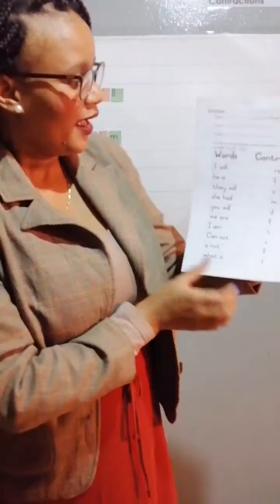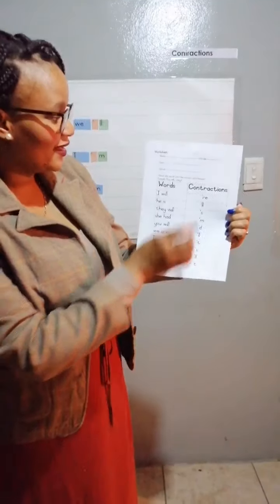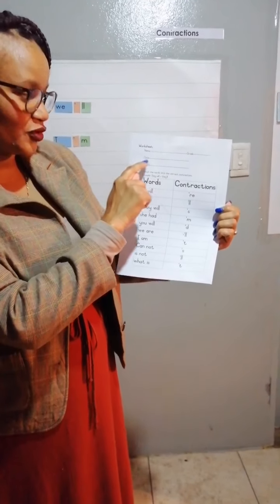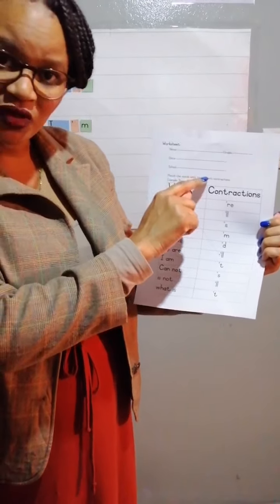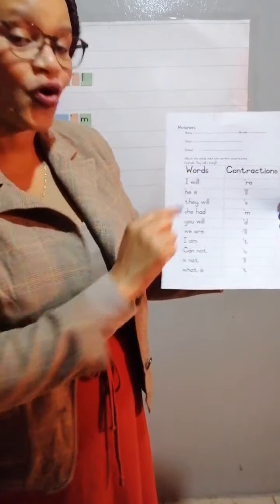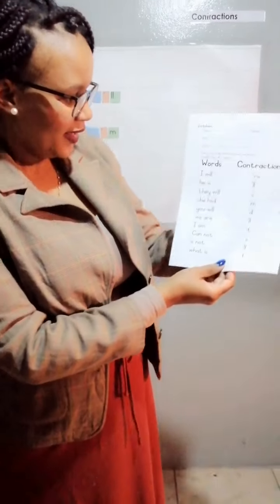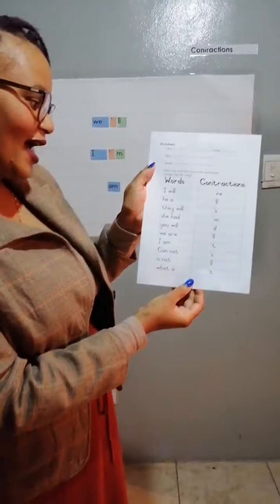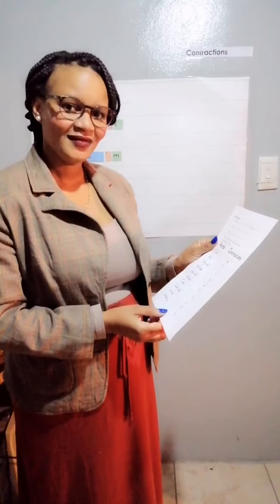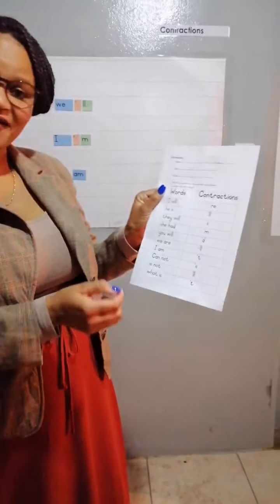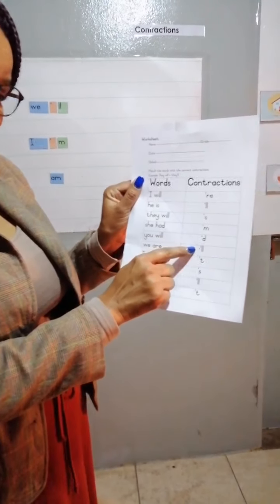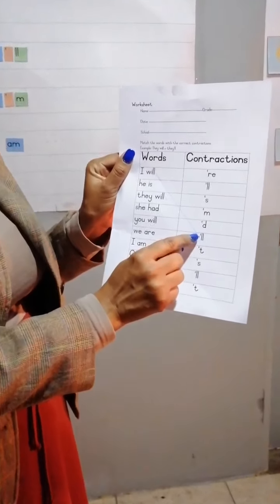You understand? In this worksheet, you will notice that there is a place for your name, for your grade, a place for today's date, and the name of your school as well. And the instructions are here: match the words to the correct contraction. Here we have an example. There are 2 words. I will has been matched to I'll. Here the words I will have been connected to the 2 L's with an apostrophe.